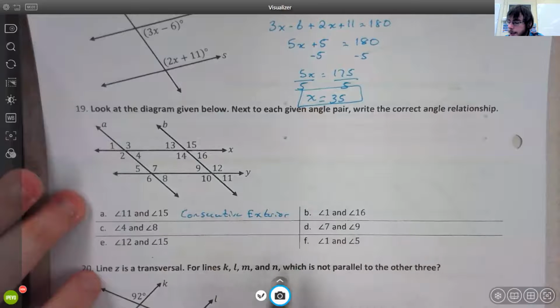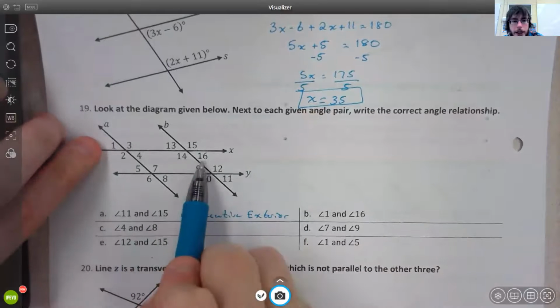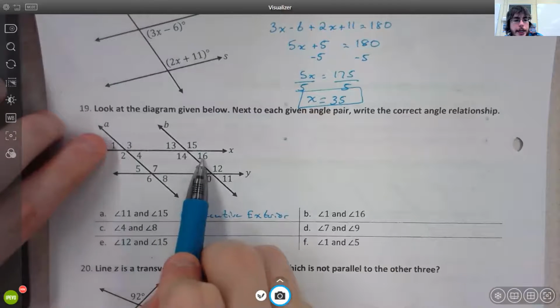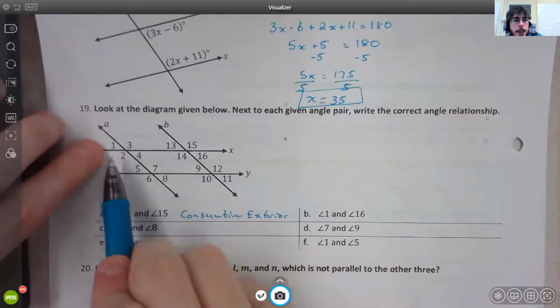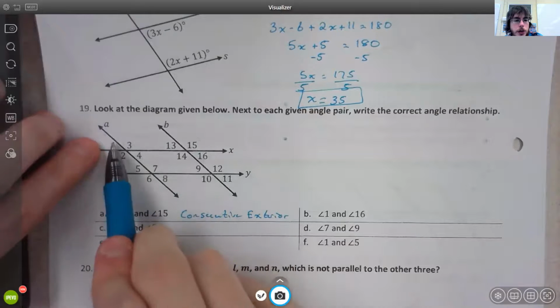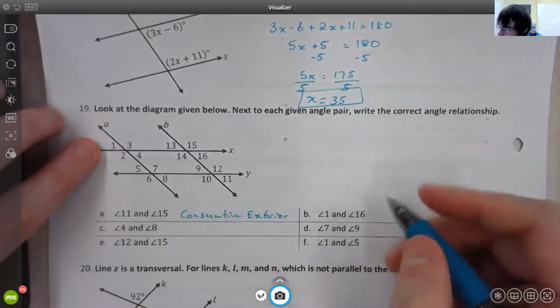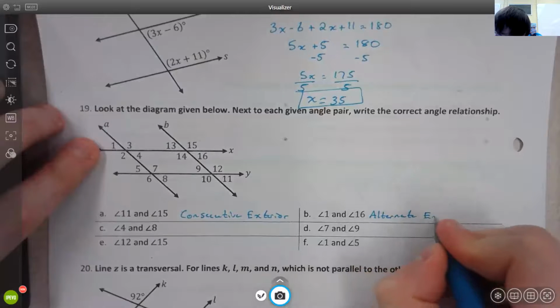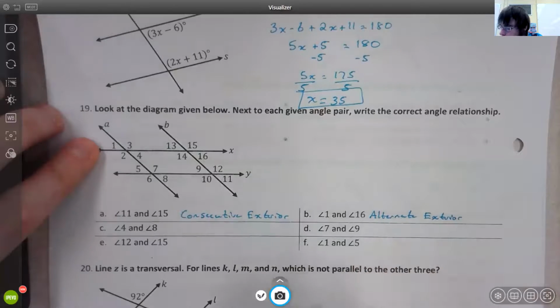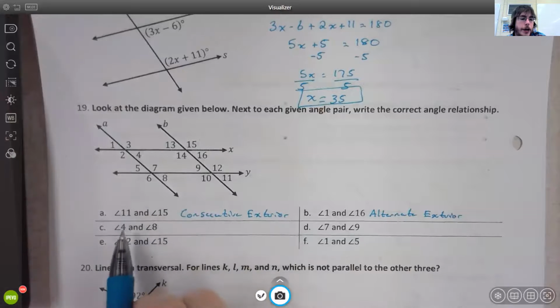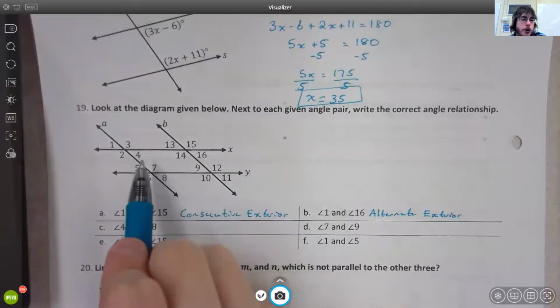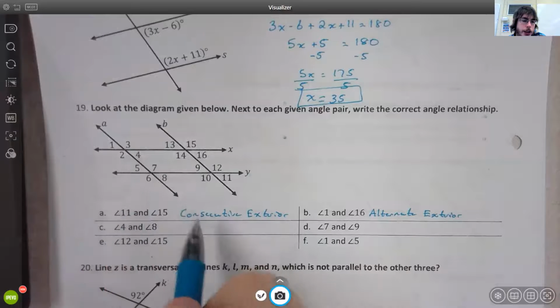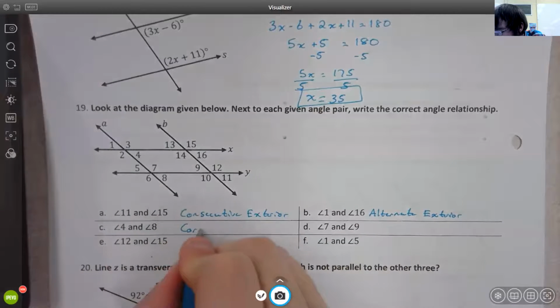B, angle 1 and 16. Angle 1 is here, angle 16 is here. They're both in the exterior, but they're on opposite sides of the transversal. One's above it and 16's below it. So these are alternate exterior angles. C, 4 and 8. 4 and 8 are both on the same side of the transversal, but 4 is in the interior while 8 is in the exterior, so that makes them corresponding.